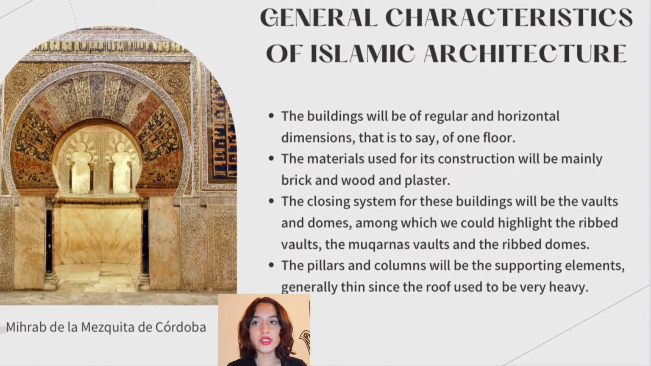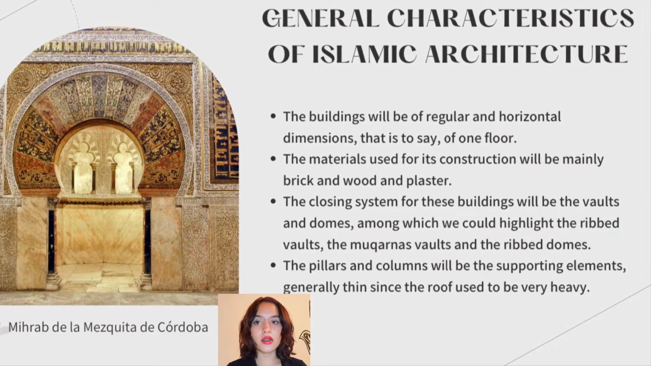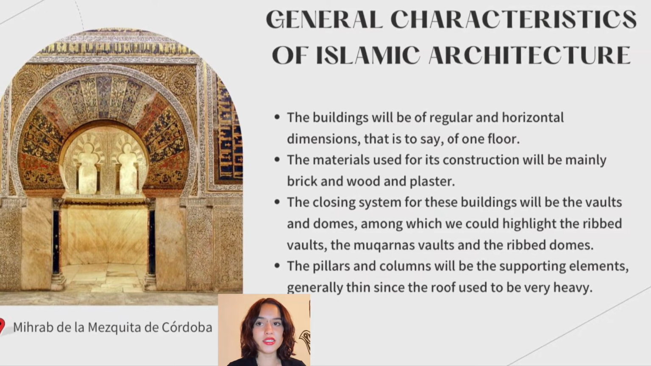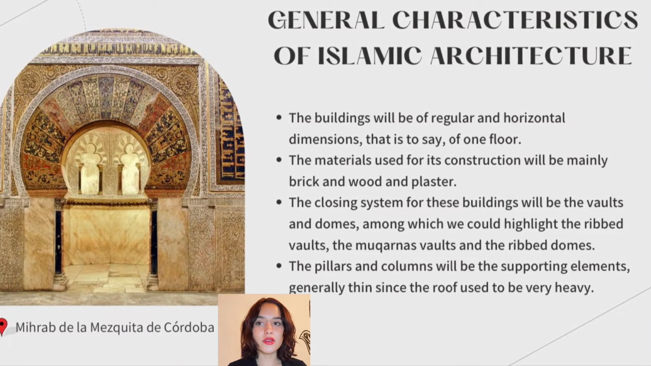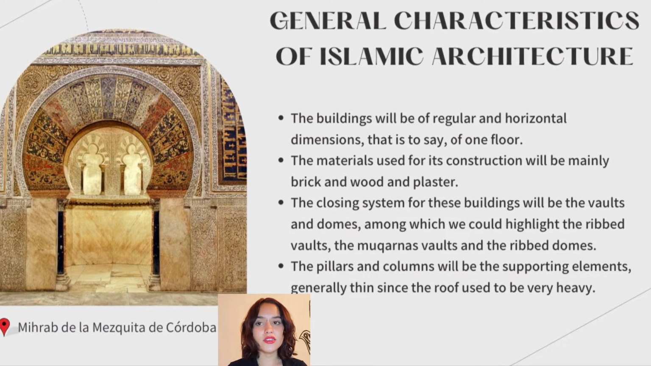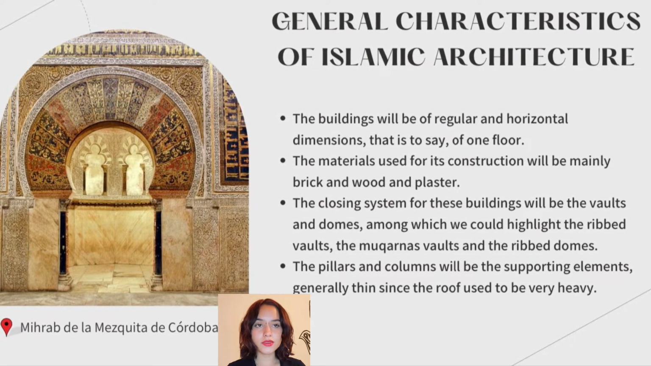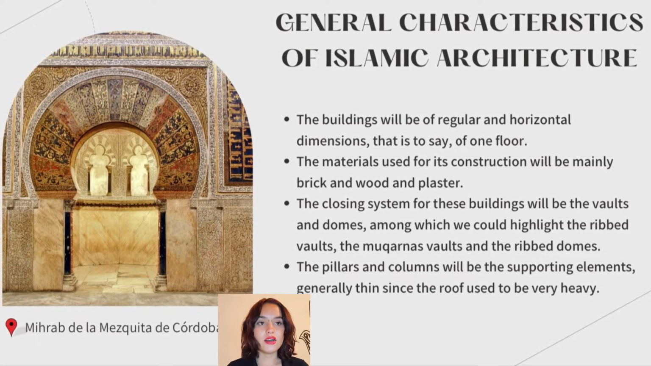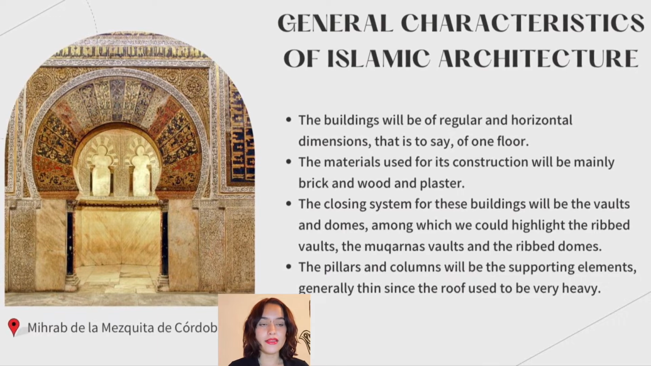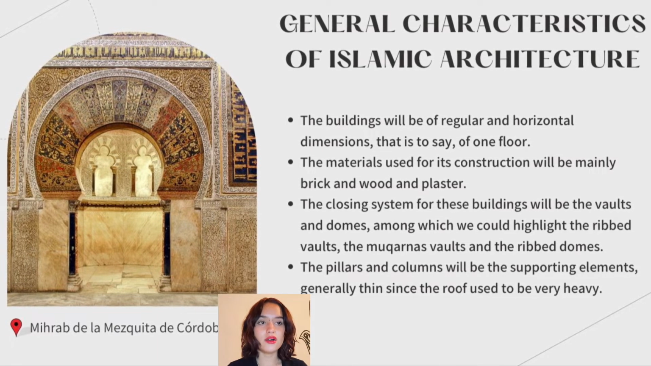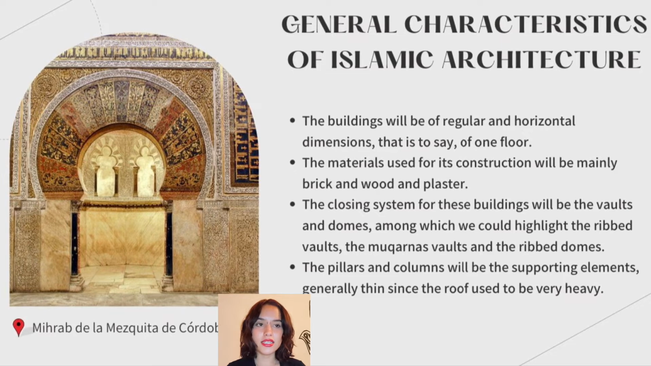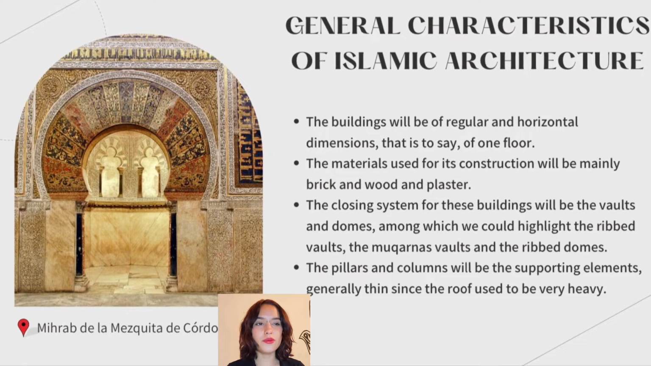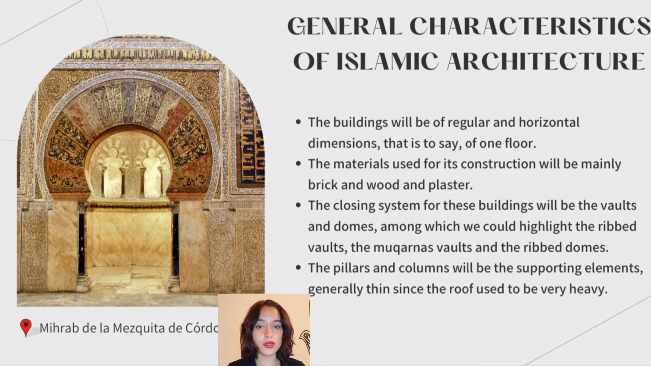Now, there are two types of construction in Muslim architecture. One of religious typology, whose most representative building is the mosque, and a civil typology, which includes citadels, castles, palaces, and public baths. Here we have some general characteristics of Islamic architecture. The buildings will be of irregular and horizontal dimensions, that is to say, of one floor. The materials used for their construction will be mainly brick, wood, and plaster.